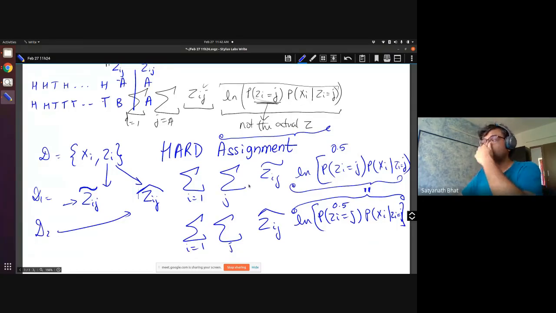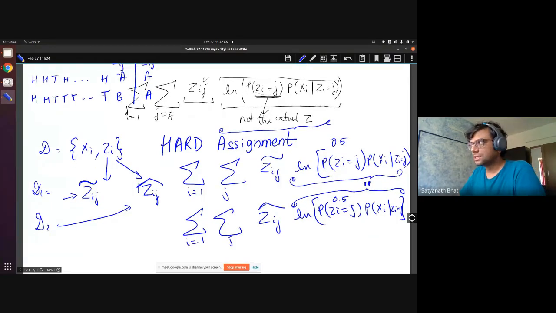But I'm trying to say that this Zij is data. This is what you're observing. Even though it is coming from the underlying model, this is what actually has happened. So this is going to be different. This term is different.